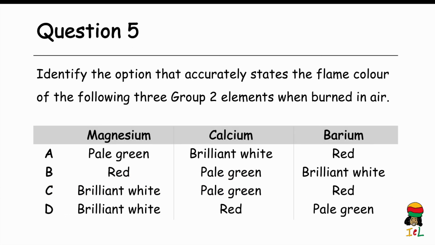Question 5. Identify the option that accurately states the flame color for the following 3 group 2 elements when burned in air. The 3 group 2 elements are magnesium, calcium, and barium, and the colors of the flame for each option will be given in the same order. A. Pale green, brilliant white, red. B. Red, pale green, brilliant white. C. Brilliant white, pale green, red. D. Brilliant white, red, pale green.